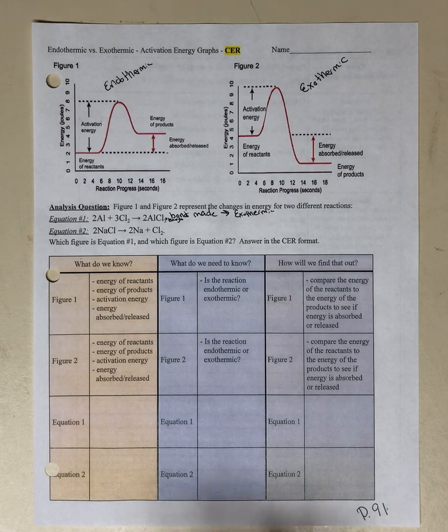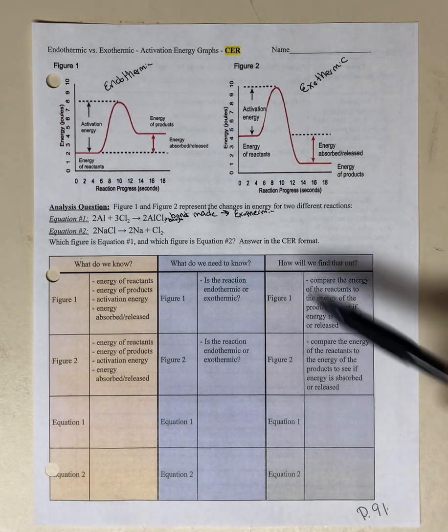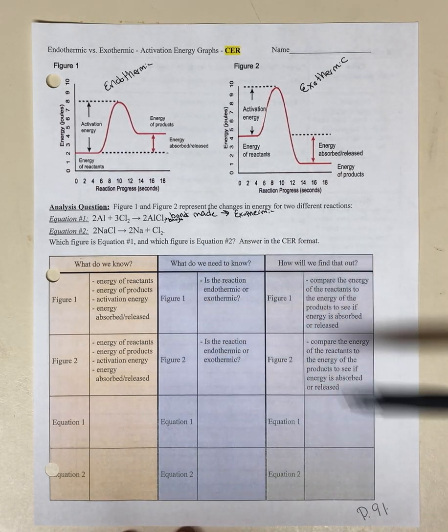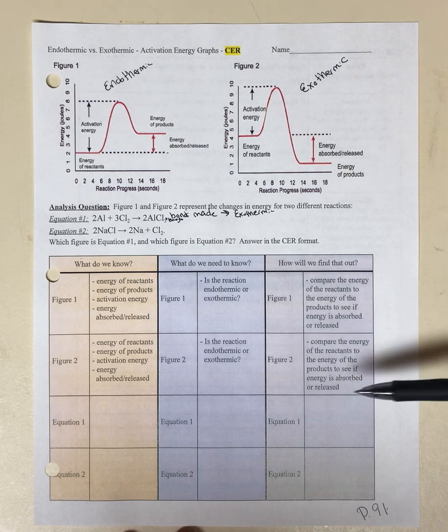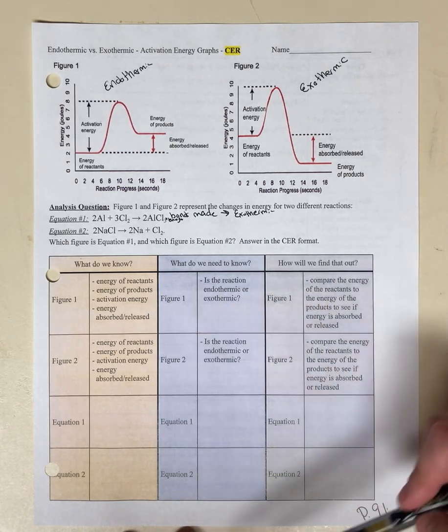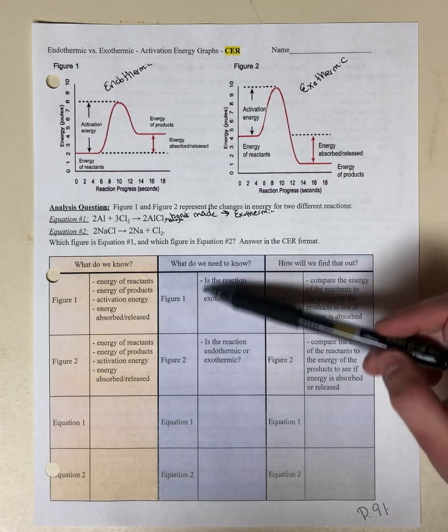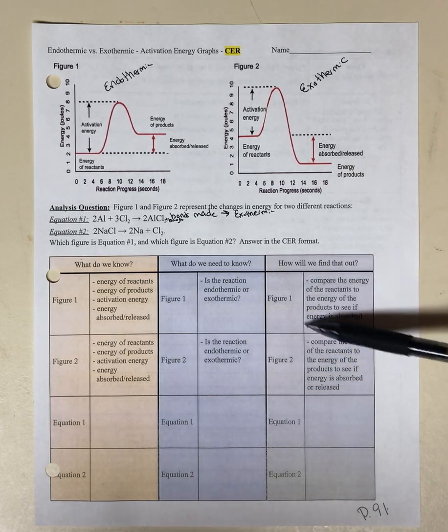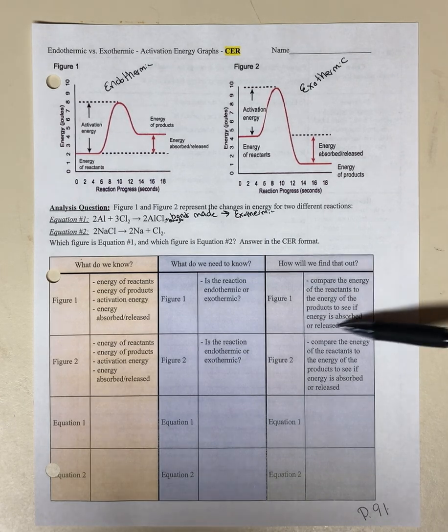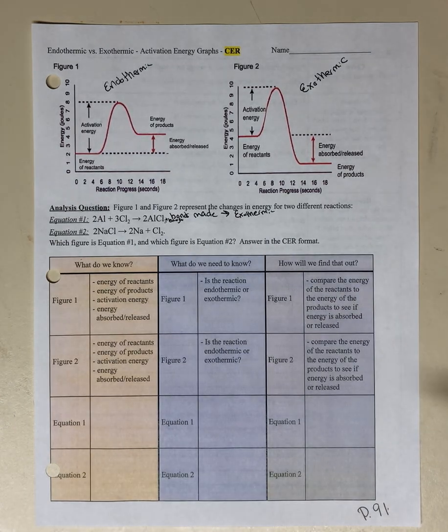All right, so now we're going to talk about the table. Up at the top is just some things you already know. It's just giving you a layout, what you know, what you need to know, and then what we need to find out. How will we find that out? All right, so how do we fill this out?